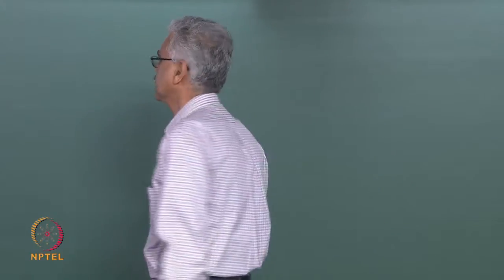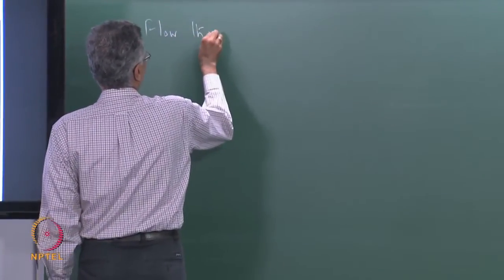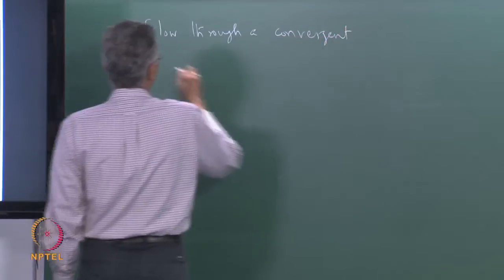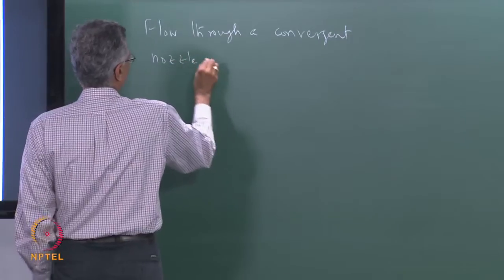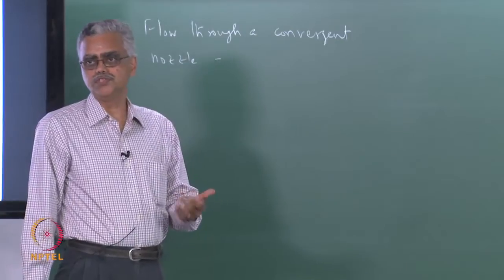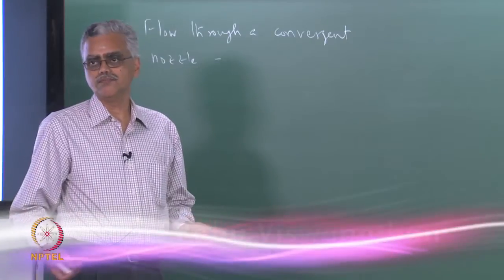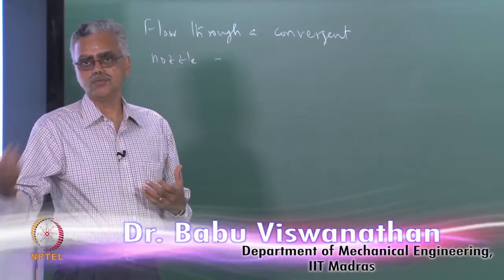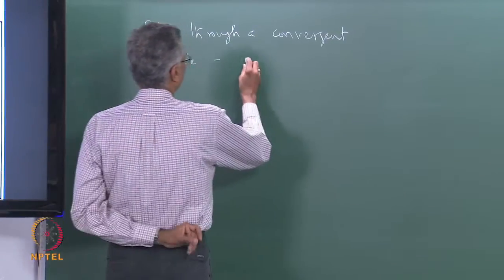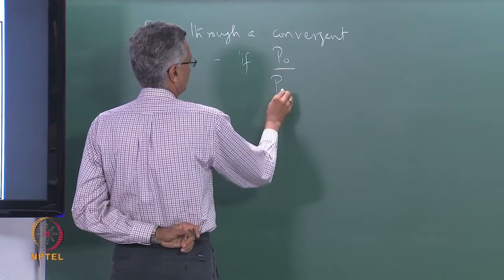In the previous class, we looked at flow through a convergent nozzle. And we showed that irrespective of whether the flow is pushed through the nozzle, which means changing the stagnation pressure at the inlet and keeping the ambient pressure constant, or whether you pull the flow through the nozzle where you keep the stagnation pressure at the inlet constant and change the ambient pressure.